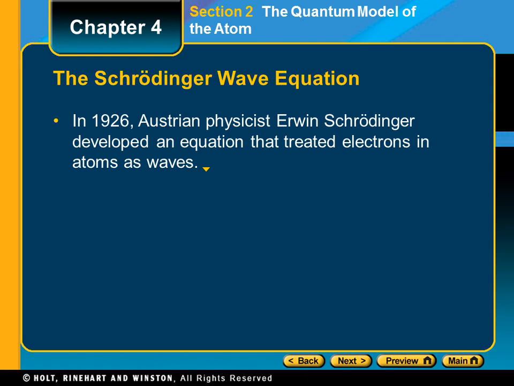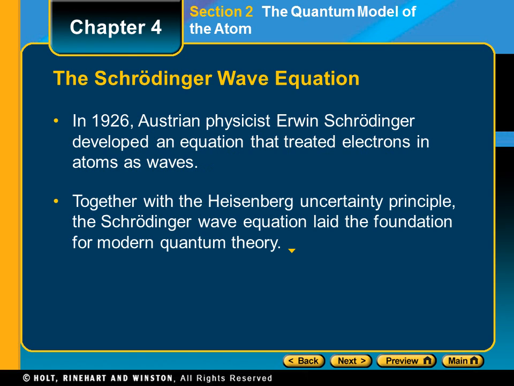Schrödinger comes along in 1926. He's Austrian, and he says, well, if these electrons really are waves, and there are so many aspects of waves that are measurable, we should be able to come up with an equation that treats electrons as waves. And he does that, okay? Basically, when we take Heisenberg's uncertainty principle and Schrödinger's wave equation, this ends up being the founding of what exists today as the modern quantum theory of the atom, okay?